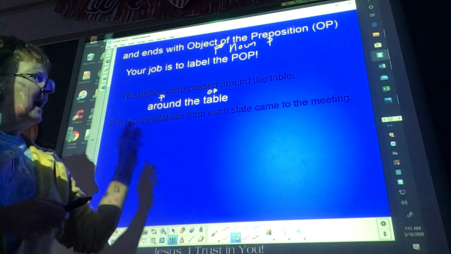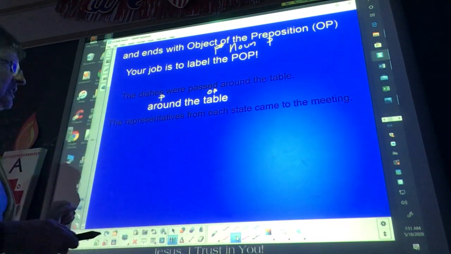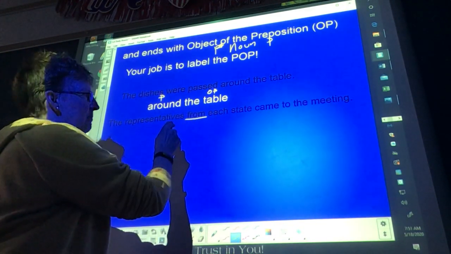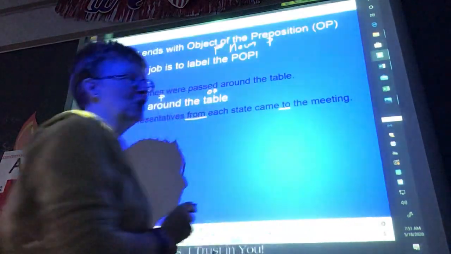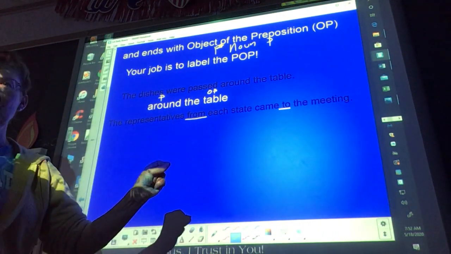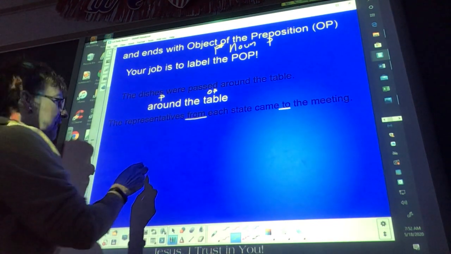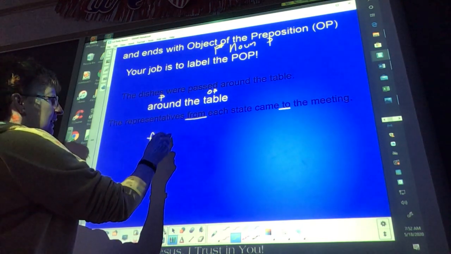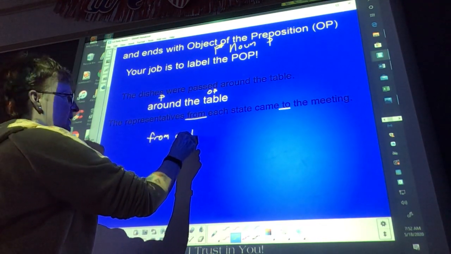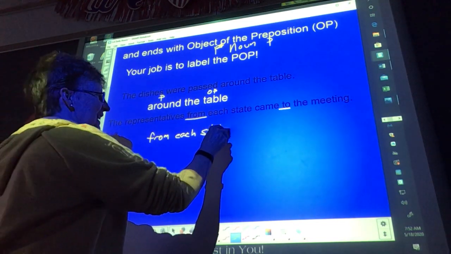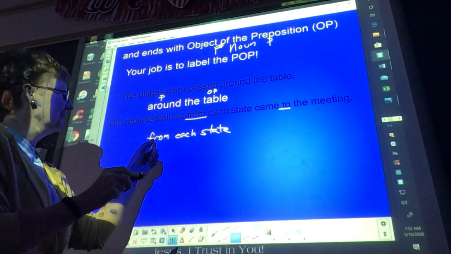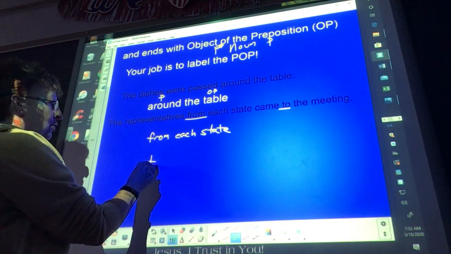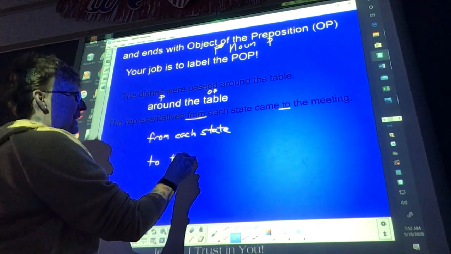So, there are actually two prepositional phrases in here because there are two prepositions. The first preposition is from, and the second preposition is to. So I'm going to have two prepositional phrases that I'm going to write. From each state. State is the first noun after the preposition from. And then the second preposition is to the meeting.